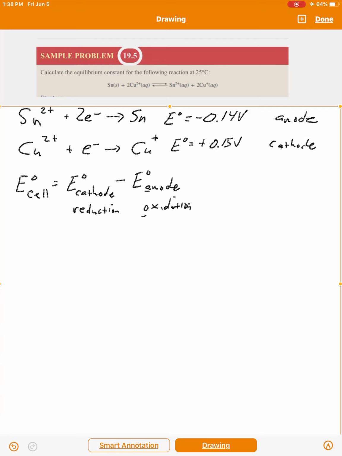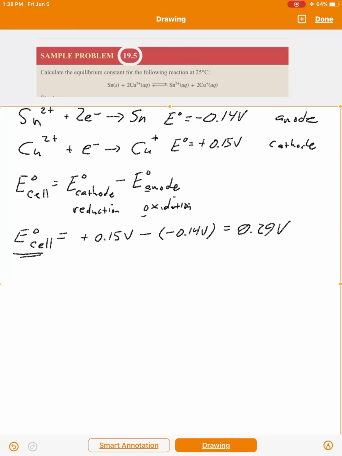Okay, so now we've identified. So now the standard cell potential would be the cathode, so that would be 0.15 volts minus the anode, which is minus 0.14 volts. So that's 0.29 volts. So we now have the standard cell potential.